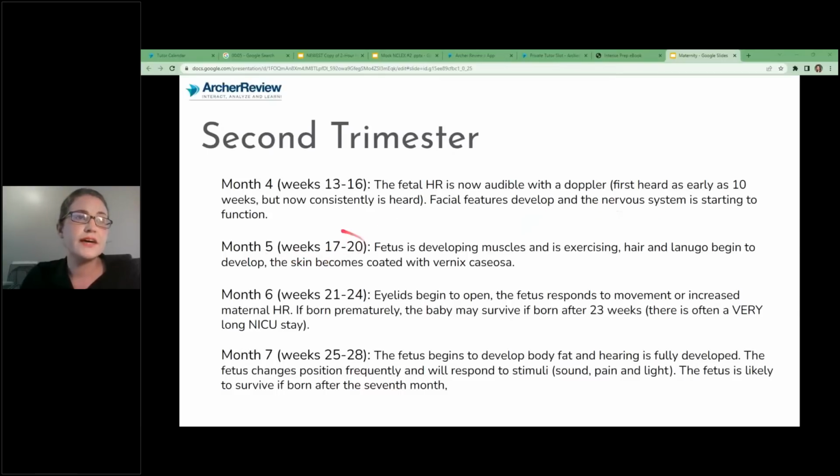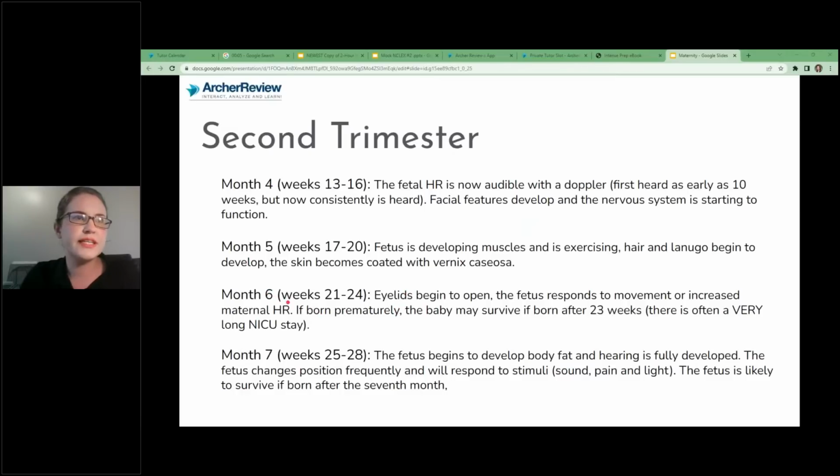Month 5, weeks 17 through 20, the fetus is developing muscles, and they're exercising those muscles. They're developing hair, and lanugo, that fine hair on the body, begins to develop. Also, the skin becomes coated with vernix caseosa, which is kind of like a cheesy substance that coats the skin and protects it from the long exposure to that amniotic fluid.